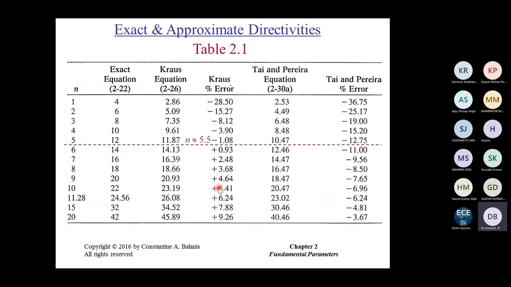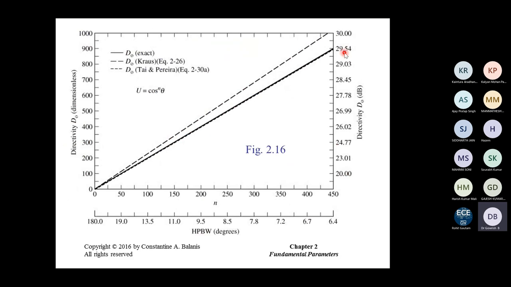for directional patterns. And we saw that for n equal to 5, Kraus gives you minimum error, whereas for larger values of n, that is if you go for arrays, large element arrays, in that case the Tai-Pereira expression will be a very good approximation to calculate directivity quickly. And the errors are very small. If you look at the error between the Tai-Pereira expression and the exact expression, it's less than 0.1 dB or 0.05 dB. So it's a very good approximation for very large element arrays.